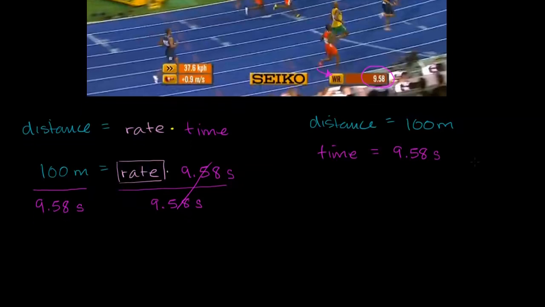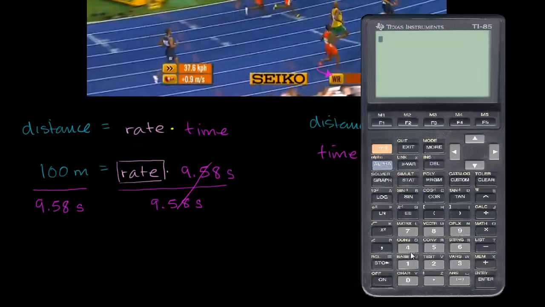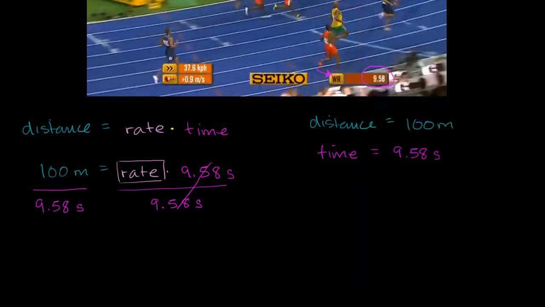And so let's get the calculator out to divide 100 by 9.58. So I've got 100 meters divided by 9.58 seconds. It gives me 10. Let's say we get about 3 significant digits here. So let's say 10.4. So this gives us 10.4. And I'll write in the rate color. 10.4. And the units are meters per second. Meters per second is equal to my rate.